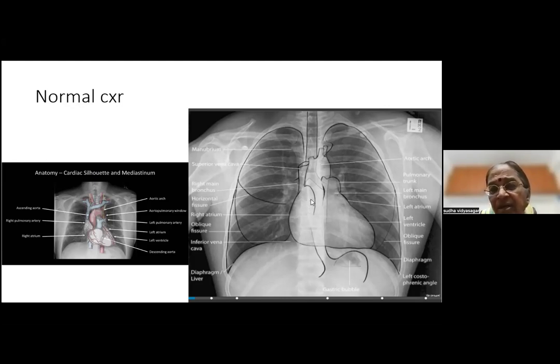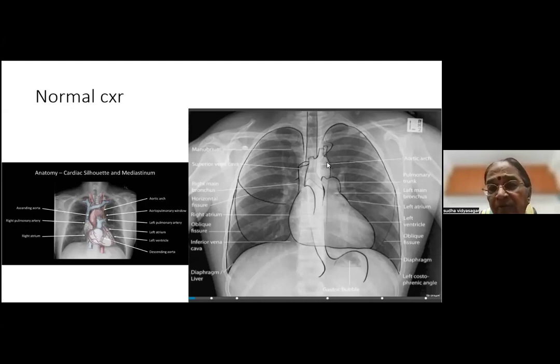That is the right ventricle. This is the right atrium. So the right atrium forms the right border of the heart and goes up as the SVC and down as the IVC. Remember that the right ventricle does not form any border of the heart. So don't comment on any right ventricular hypertrophy on an X-ray by looking at the enlargement of the heart. Okay. And then as you go up, this is the superior vena cava.